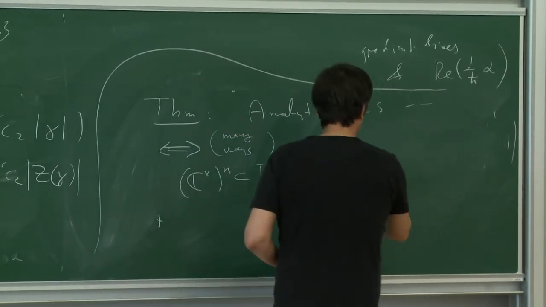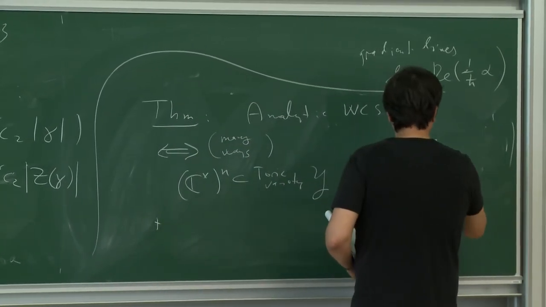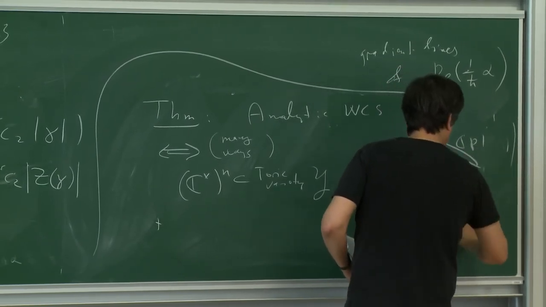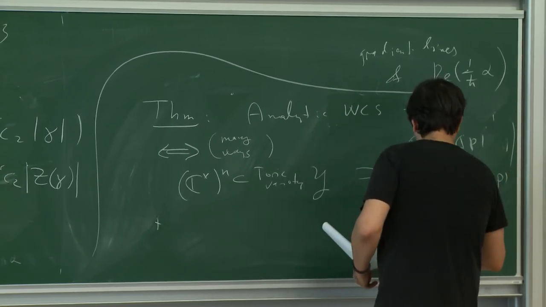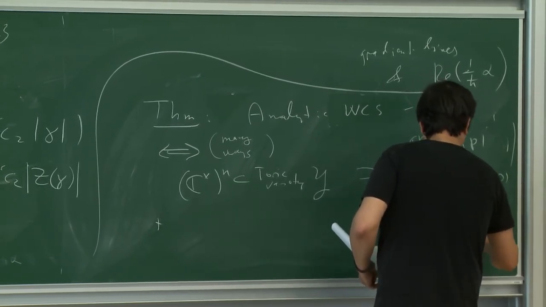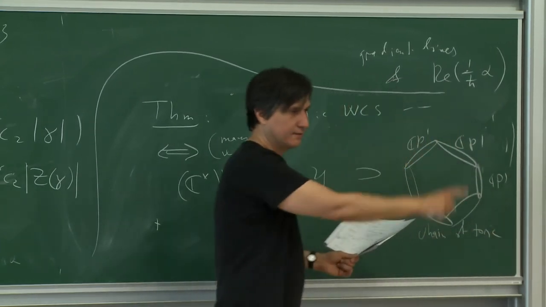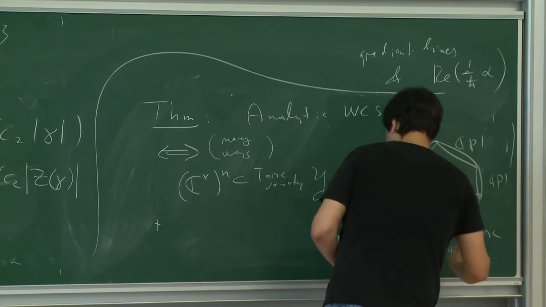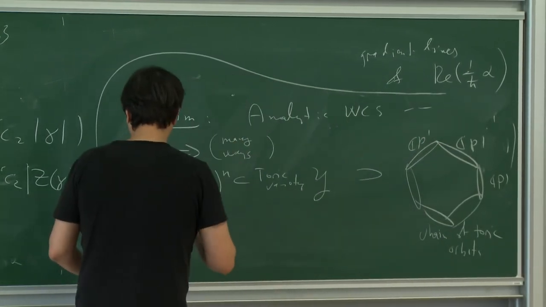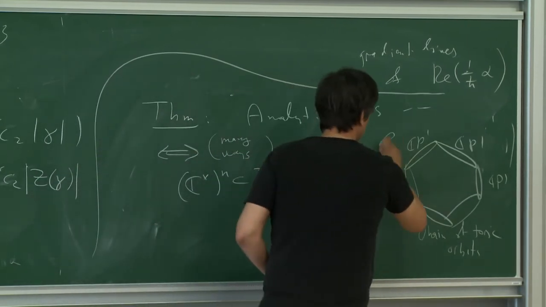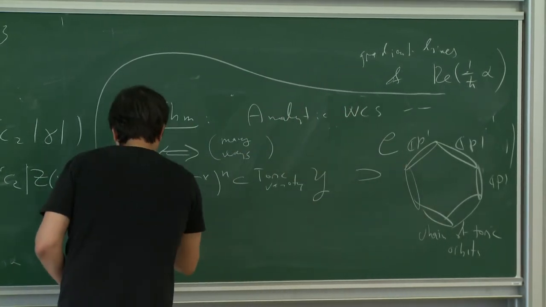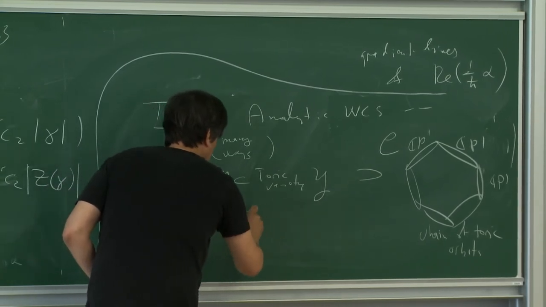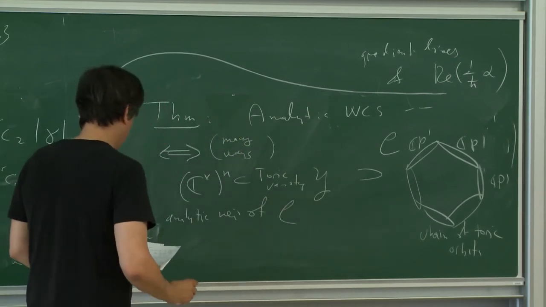Suppose this toric variety contains a chain of CP1s, which are toric orbits. So there will be fixed points and one-dimensional toric orbits. Then you get a chain which is called C. It will be some singular curve. You take some analytic neighborhood of this chain.